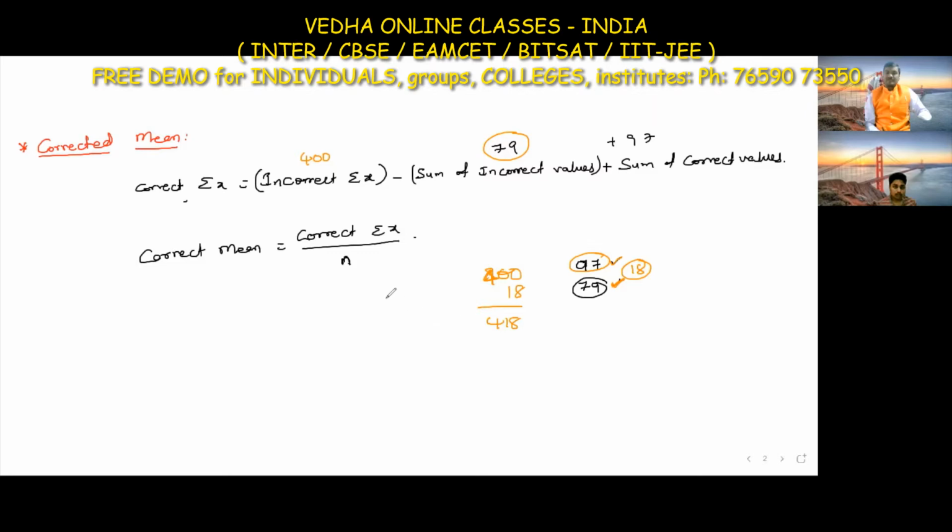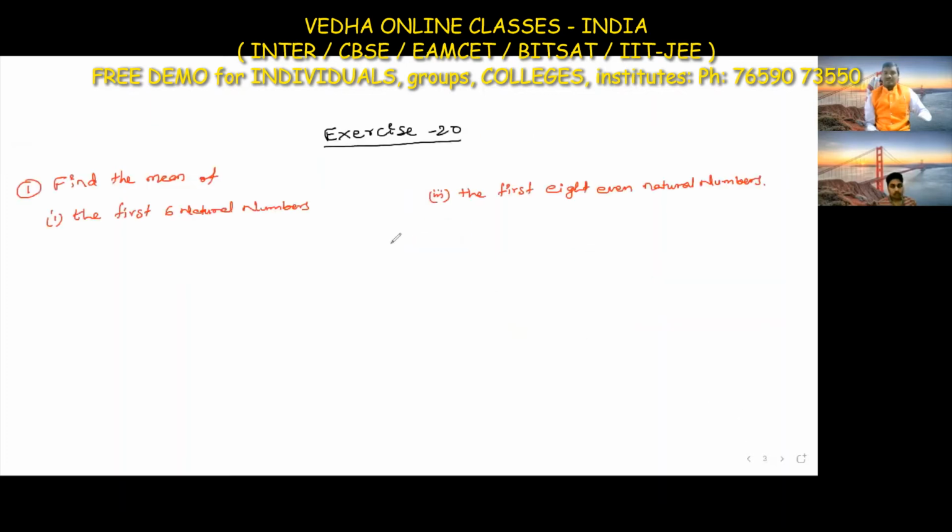Your number of subjects is 6 here. So the correct summation of x is 418 divided by 6. Then if we simplify, we get the answer. Like this, we use this formula. Next we'll solve the problems here.